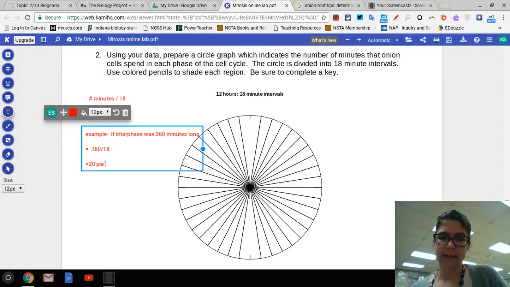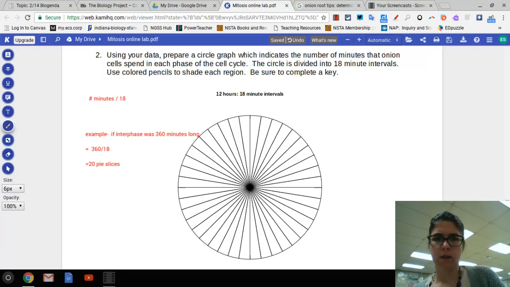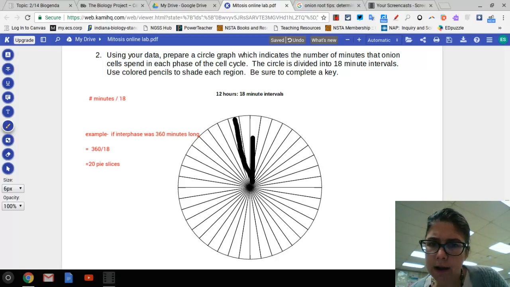which I believe in my head is 20 pie slices. You would then go over and count: 1, 2, 3, 4, 5, 6, 7, 8, 9, 10, 11, 12, 13, 14, 15, 16, 17, 18, 19, 20. So I think the 20th slice is all the way over here.